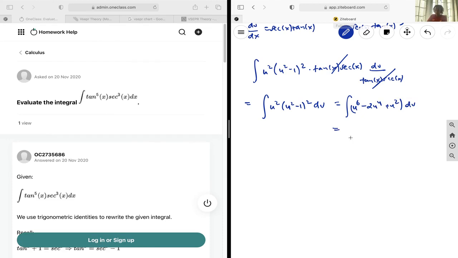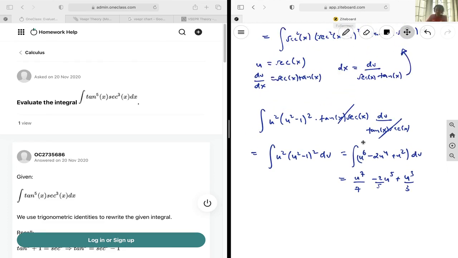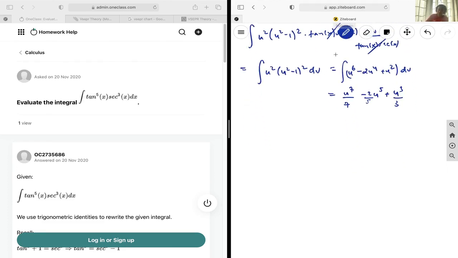And then we're just going to use the exponent rule, and this will become u to the power of 7 over 7 minus 2 over 5 u to the power of 5 plus u to the power of 3 over 3. And of course there'll be a plus c that we can add later on. Let's go ahead and remember the fact that u is equal to secant x. We're just going to fill that in here.